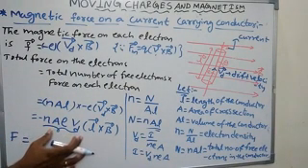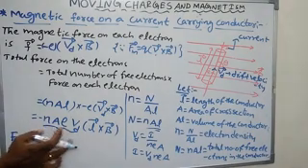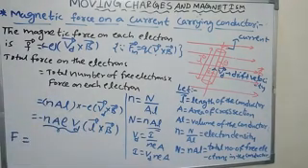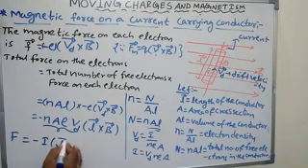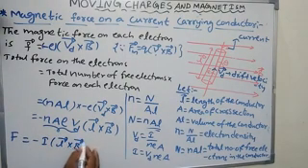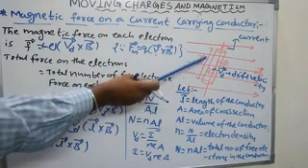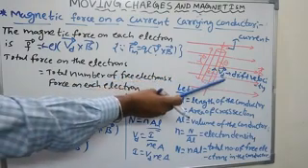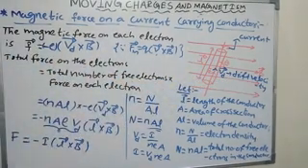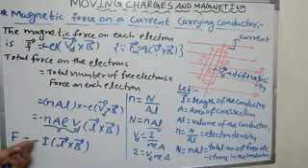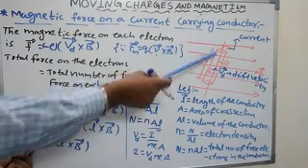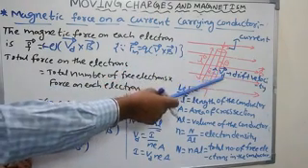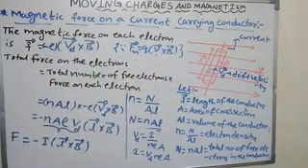Instead of n e A Vd, you write I. Then what will you get? Minus I L bar cross B bar. What is the minus sign here? The minus sign tells that the direction of length and the direction of drift velocity are in opposite directions.